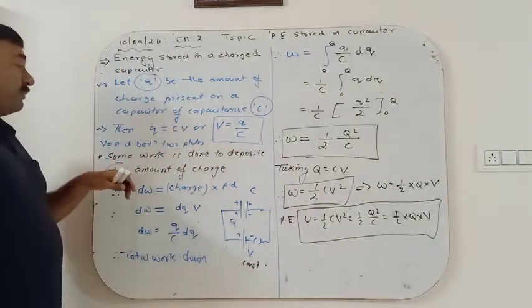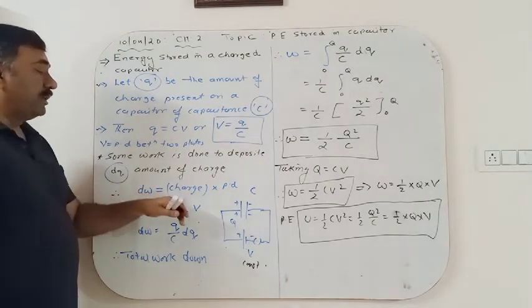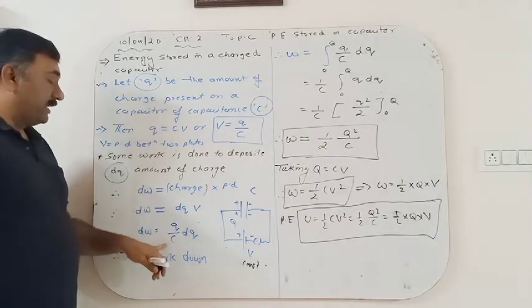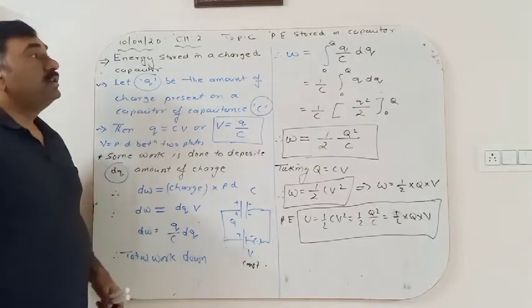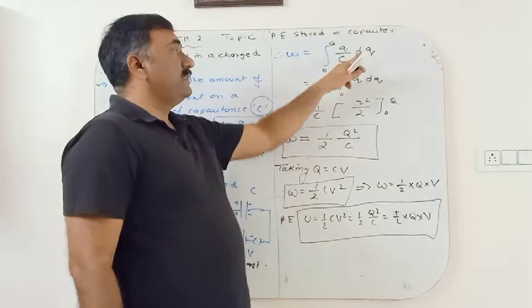Okay, so some work is to be done to deposit dq amount of charge. That work done, dw, is equal to charge multiplied by potential, dq into V. Instead of V, put q by C, so small work done is q by C dq. So for total work done, you have to go for an integration from 0 to q of q by C dq.